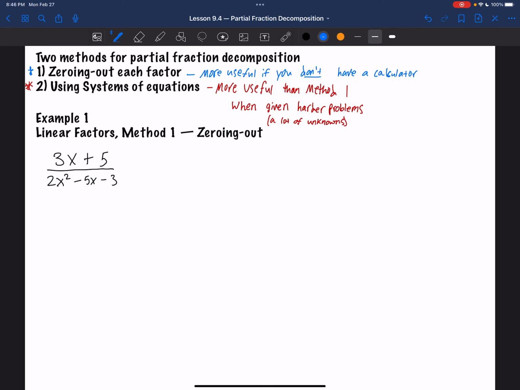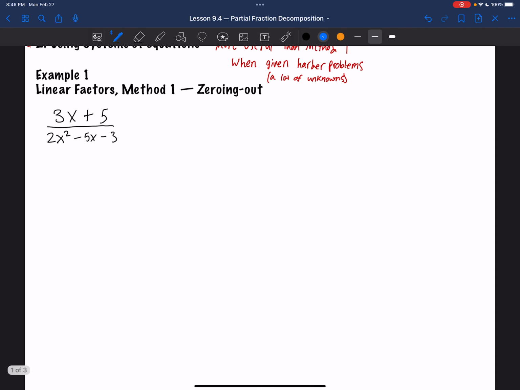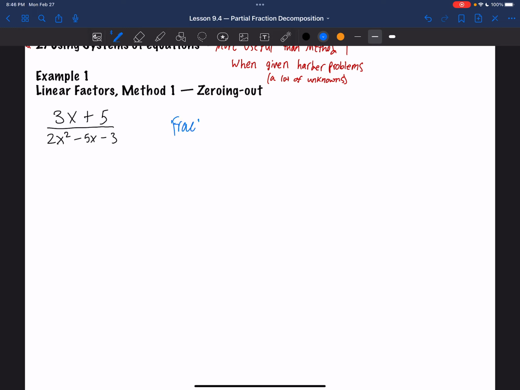Enough talking, Mr. Spake. Let's actually talk about this. So example 1, linear factors, method 1, zeroing out. Now, we need to split this fraction up into partial fractions, which means it's going to be fraction 1 plus fraction 2 plus fraction 3 plus fraction 4. Well, actually, how do we know how many fractions we have? How do we know?